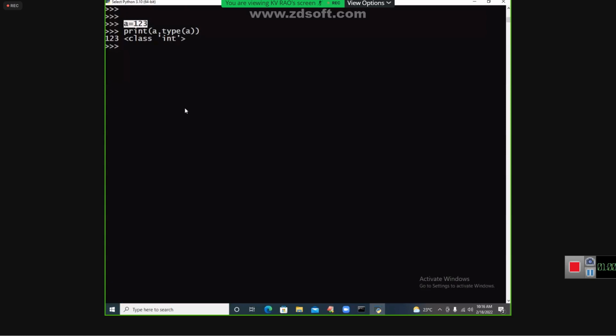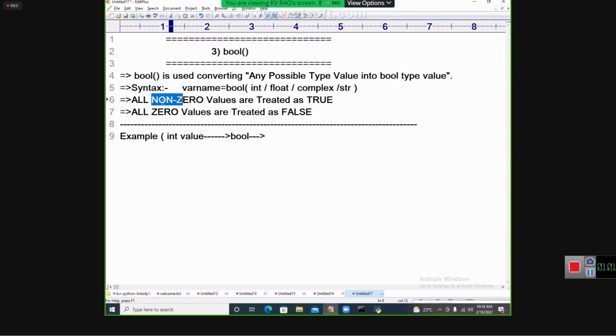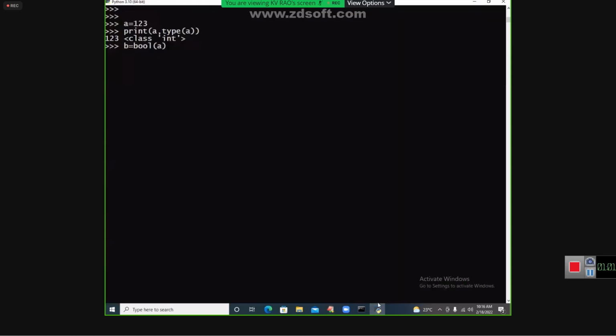Zero or non-zero? Kishore, what is your problem? Is it false? Kishore, why are you saying that answer? 123 is non-zero. Non-zero means what? Kishore, you answer my question. Akshay is saying false. I can't do anything else. It is called true. Bool of A is true. I said this much of a big sentence, in capital letters I wrote. If you don't understand, I can't do anything else.